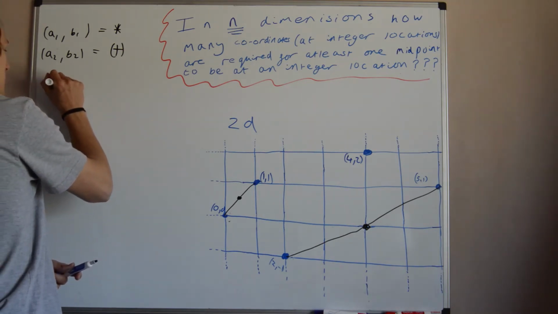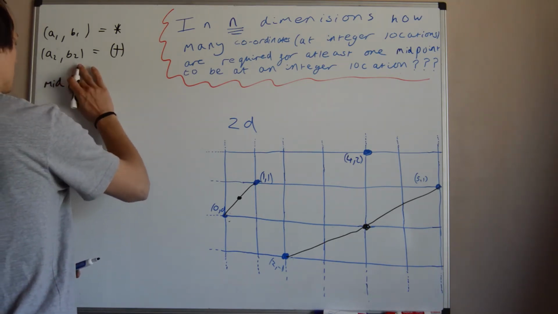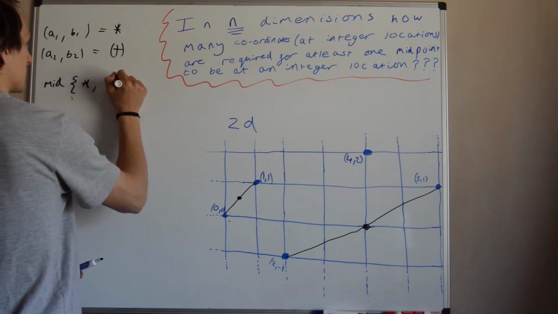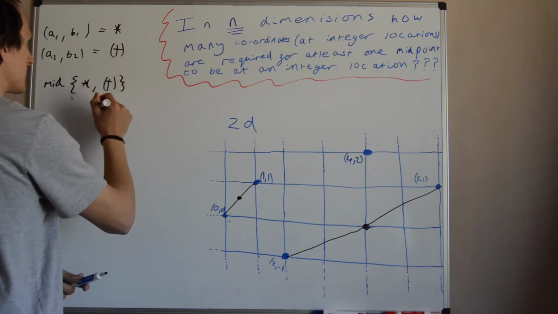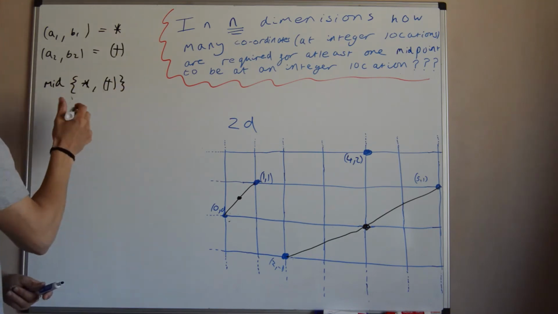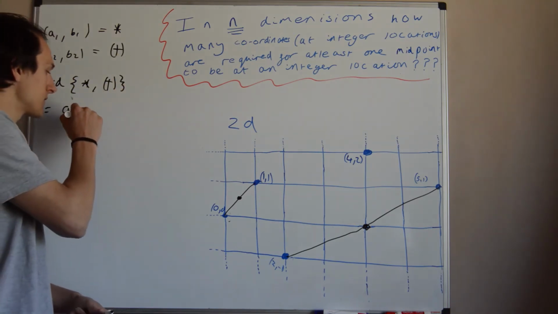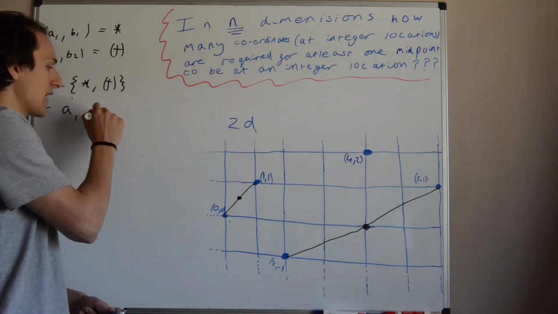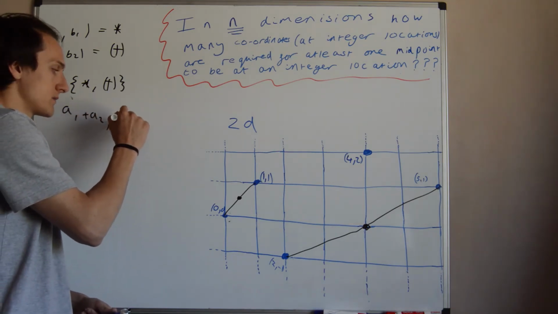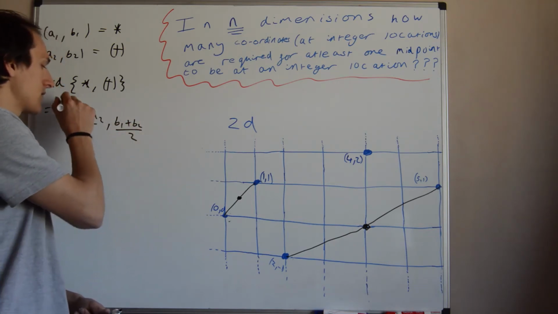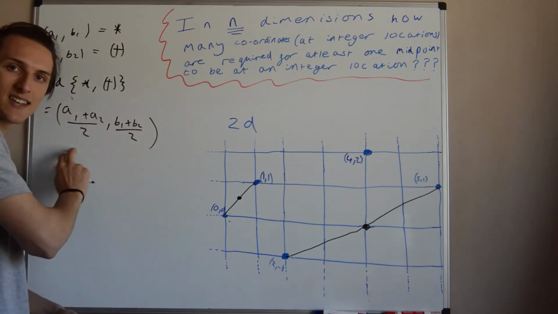So the midpoint of star and our little arrow, the midpoint of these 2 points is defined to be, well, you just take the average of the x coordinates, and you take the average of the y coordinates. So you add them together and divide by 2, add them together and divide by 2. Okay, so this is the midpoint.